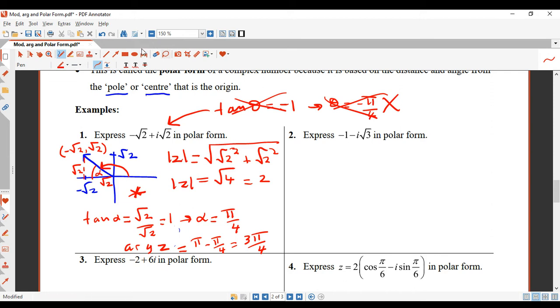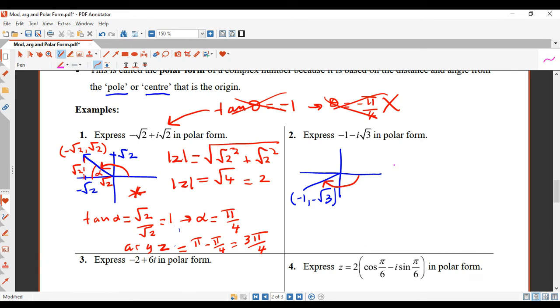Now, next one, same again, draw a diagram. By drawing the diagram, you won't make the mistake of putting the argument in the wrong quadrant. And minus 1 minus i root 3, that's going to be down here somewhere. Okay. Coordinates of that will be minus 1 and minus root 3. Right. Now remember, we're after the principal argument here for polar form. So that means you want this angle here. That's what you want.